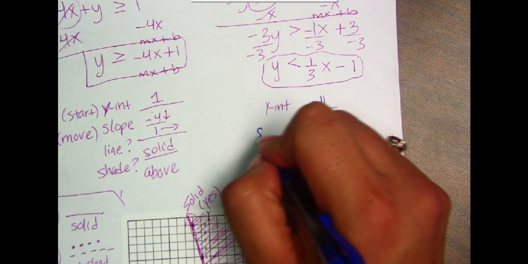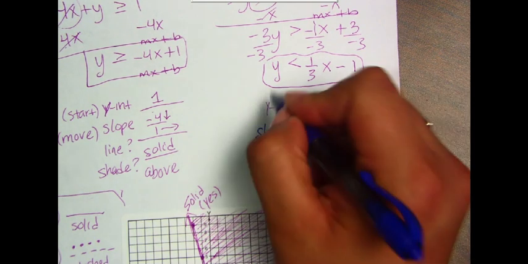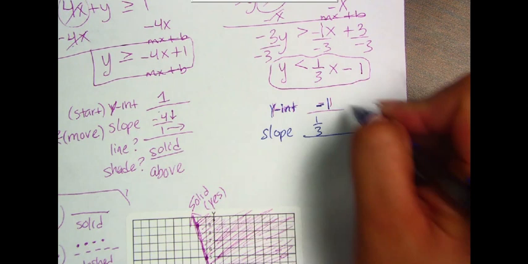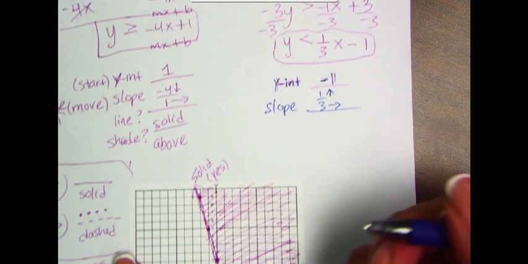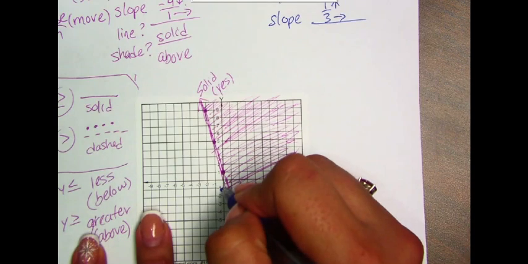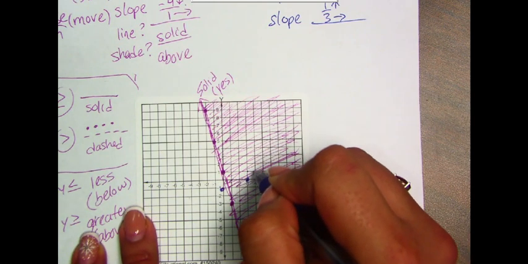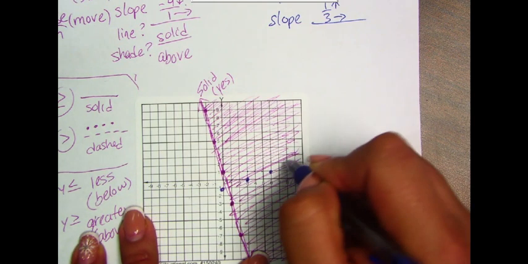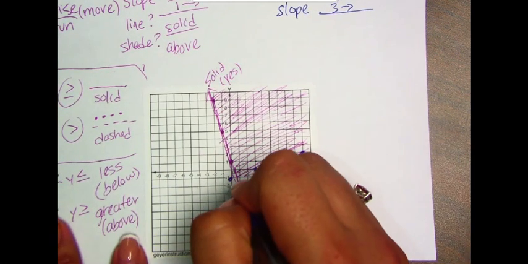And then the slope for this one is going to be 1/3. So we're going to do rise over run, rise 1, run 3. Rise 1 up, run 3. So rise 1, run 3. Rise 1, run 3. If we run out of space, we go the opposite way. Down 1, left 3.